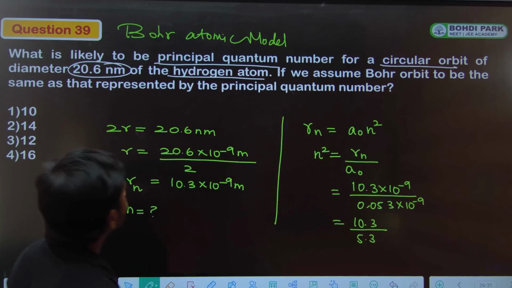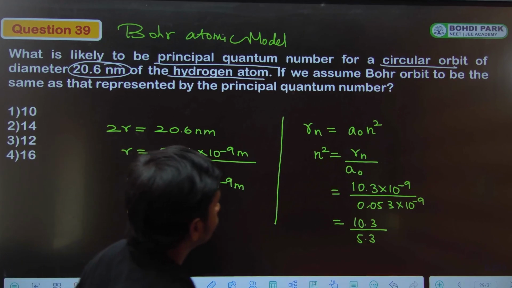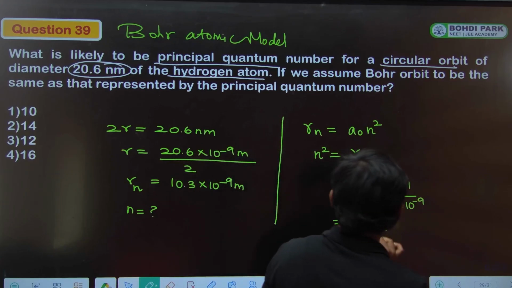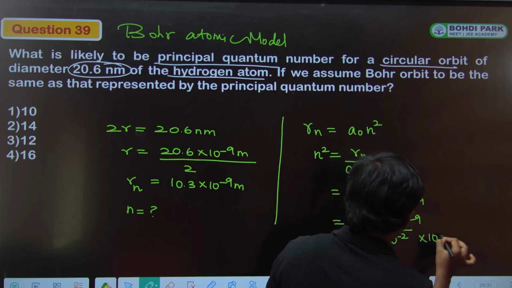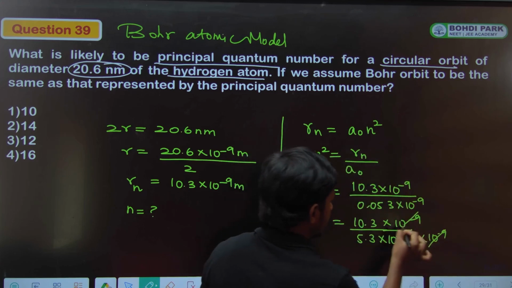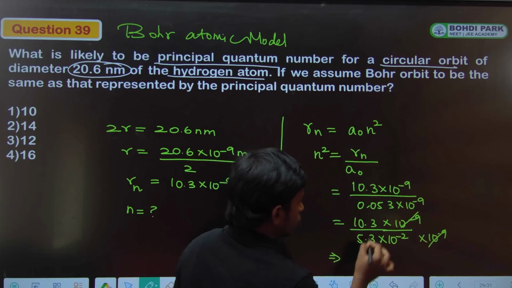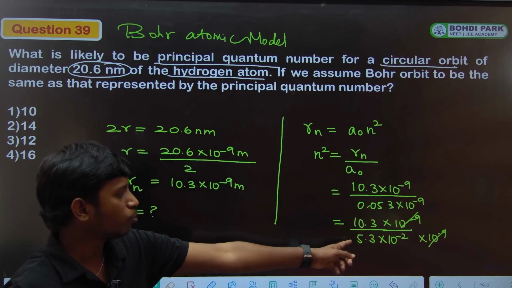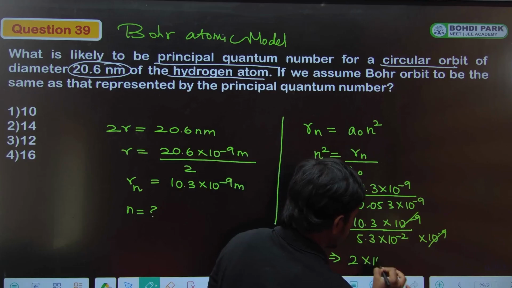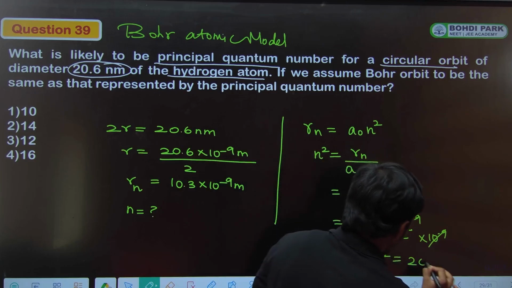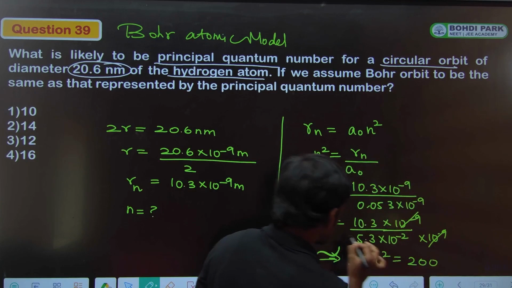Into 10 to the power minus 2 into 10 to the power minus 9 into 10 to the power minus 9. So 10 to the minus 9 and minus 9 cancel out. We will get, approximately, 5 1s are 5, 2 5s are 10. Approximately, 2 into 10 to the power 2, so 200.